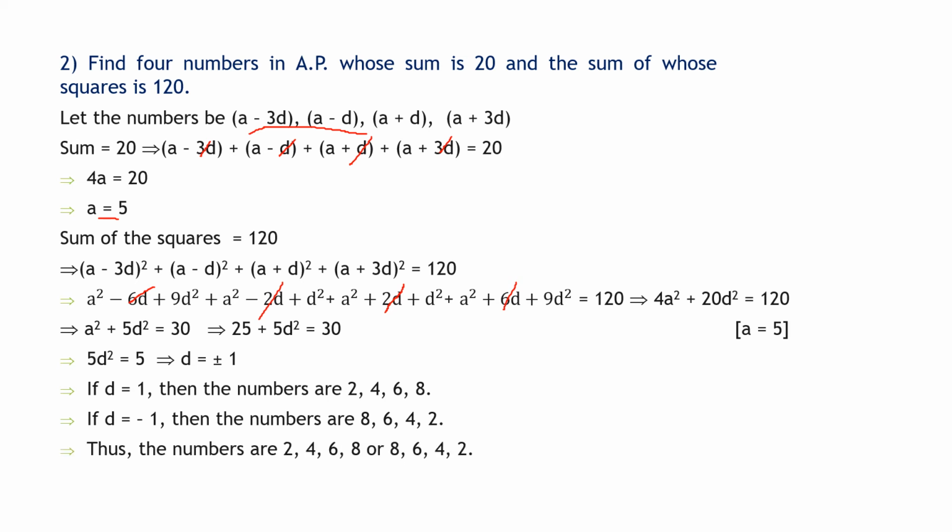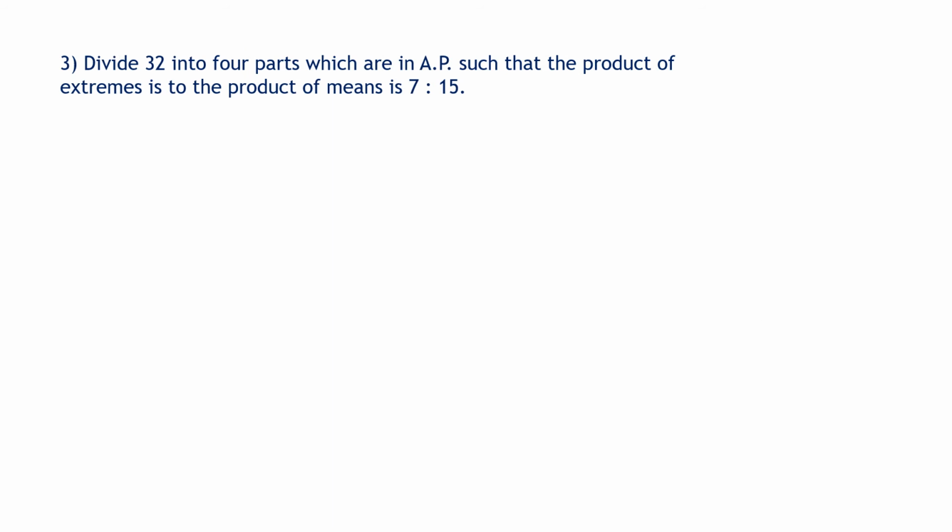Okay. Now we move to the next question: divide 32 into 4 parts in an AP such that the product of its extremes to the product of the means is 7:15. Now again 4 parts means even terms. So we have A minus 3D, A minus D, A plus D and A plus 3D. Now the product of the extremes. Extreme means at the end.